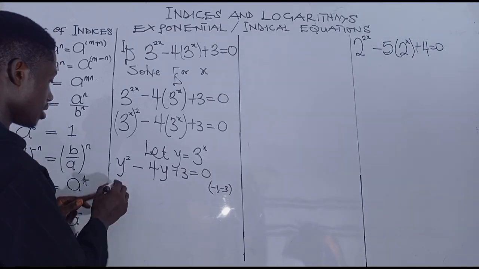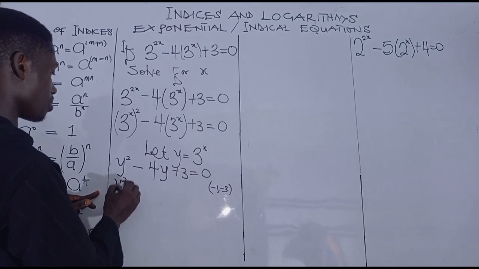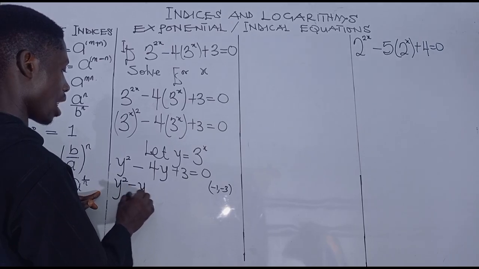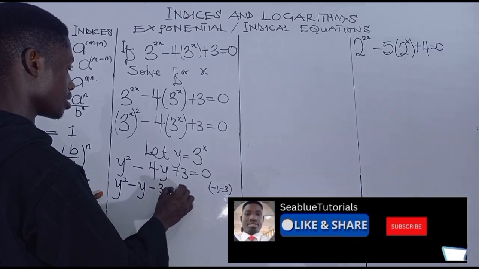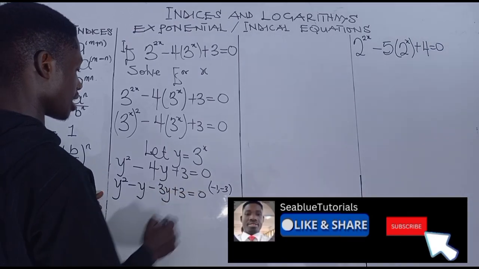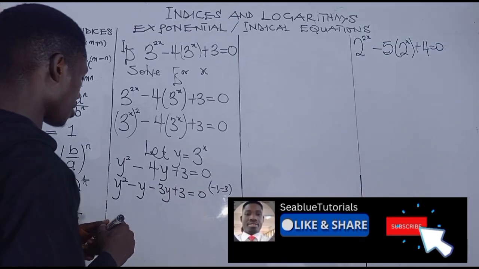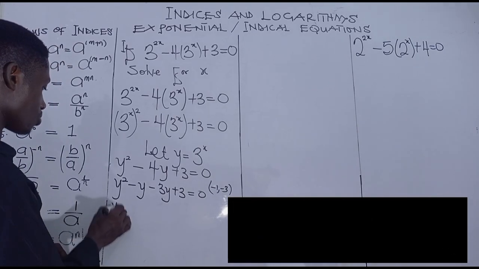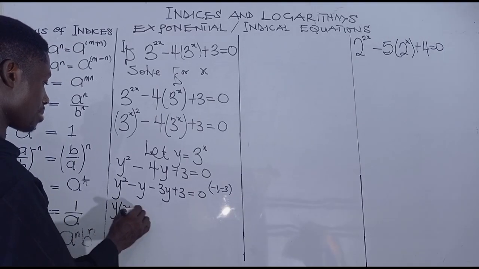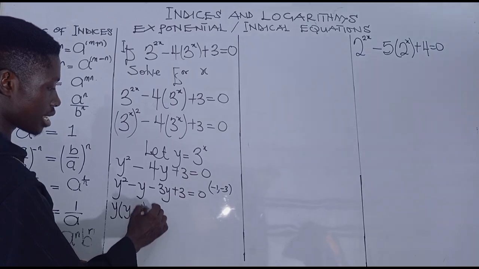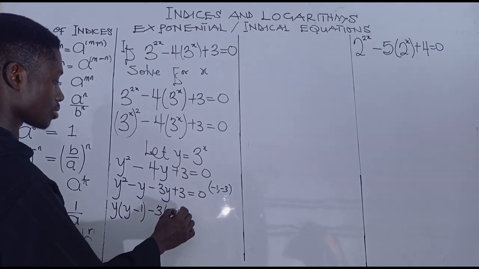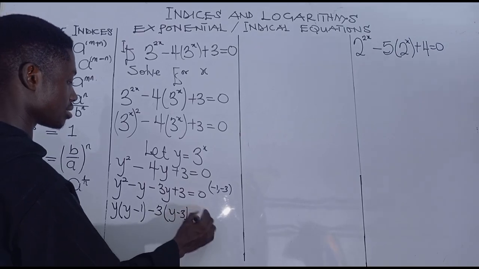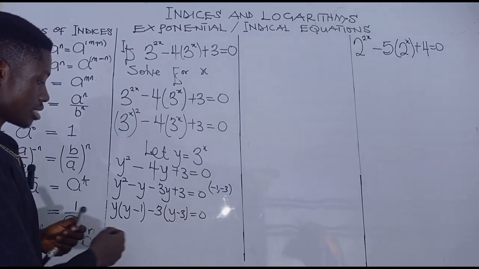Minus 4y. So we shall have y raised to the power 2 minus y minus 3y plus 3, and that gives us 0. Now let's factorize. We can factorize y out. We are left with y minus 1. And then here too, we can also factorize 3 out. We are left with y minus 3. And that gives us 0.